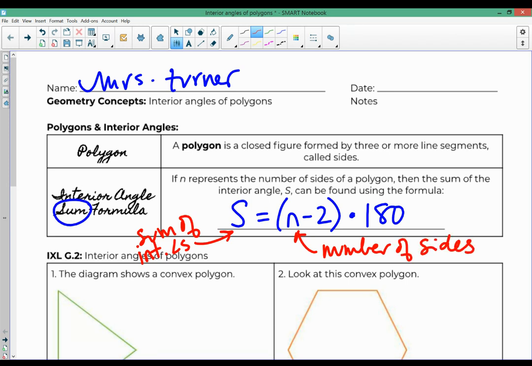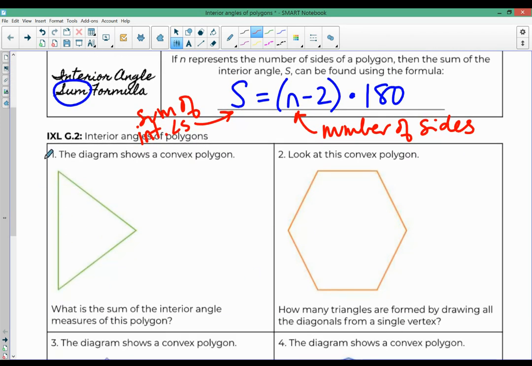So all we do to find the sum is take the number of sides and subtract that by 2 and multiply that difference by 180. So we'll do a couple practice problems. The diagram shows a convex polygon. So here we have a triangle. So in a triangle, we know that n equals 3. It has 1, 2, 3 sides. What is the sum of the interior angle measures of this polygon?